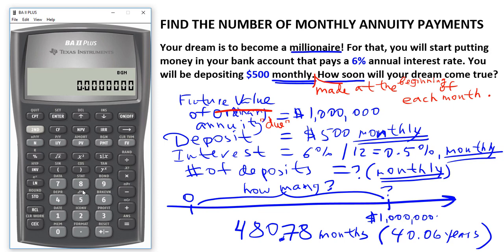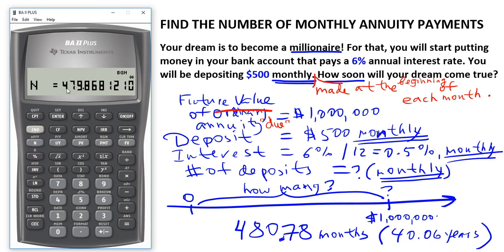Okay, and now let's press the same exact things we did in part 1 of this problem. $1 million, set it to negative, press FV. That's the future value of our monthly annuity. We are depositing $500 at the beginning of each month. You press 500 PMT, just like we did before. Then again, you enter 0.5% for the interest rate, 0.5 IY, and just like before, you press compute N to get the number of months.